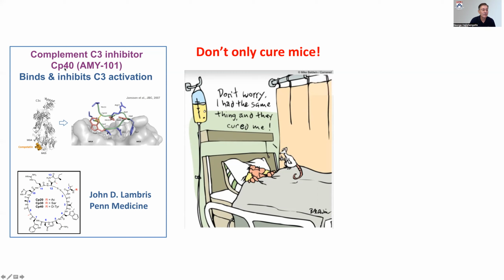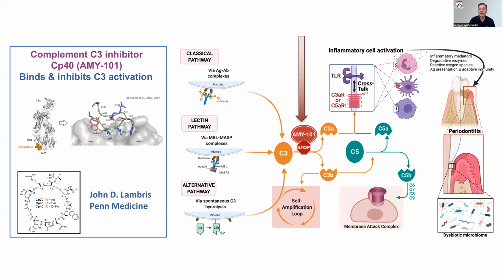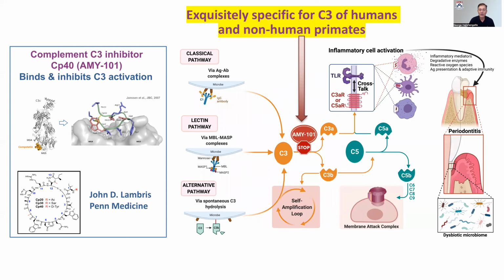AMY-101, or CP40, binds C3 and blocks its activation by convertases. So the idea was to use AMY-101 to block the activation of C3, and of course to inhibit downstream inflammatory pathways that can lead to periodontal tissue destruction. AMY-101 is exquisitely specific for C3 of humans and non-human primates, so we could not use this drug in mice, but we started with non-human primates.